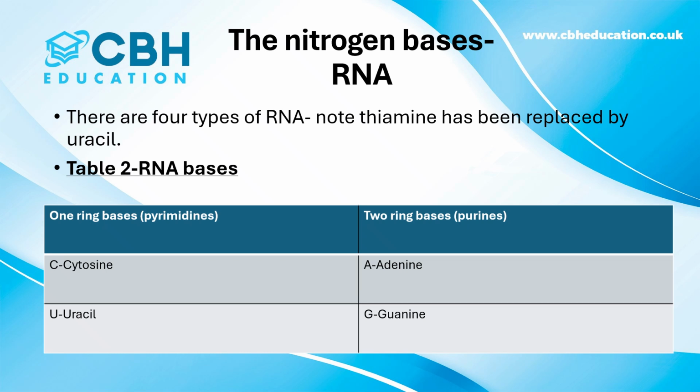So, the nitrogen bases in RNA. The one-ring bases, pyrimidines, are cytosine, and then uracil replaces thymine. The two-ring bases, purines, are adenine and guanine.